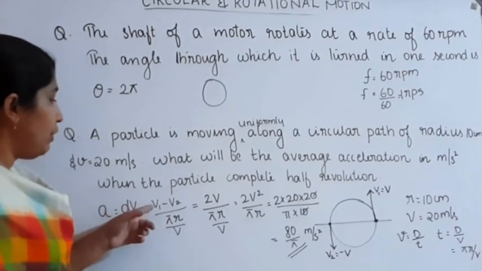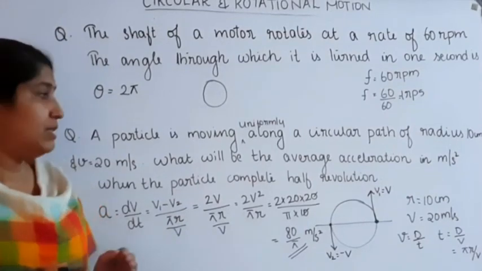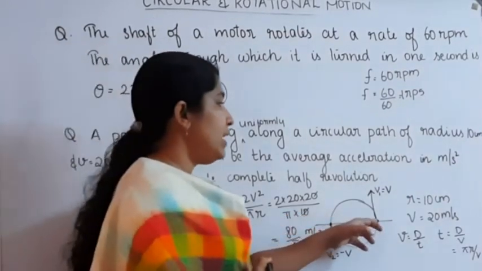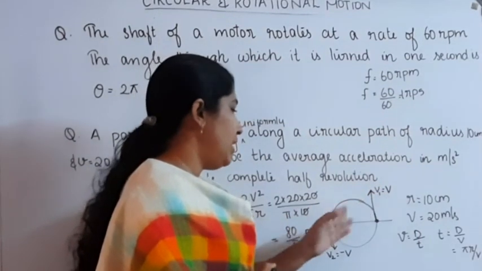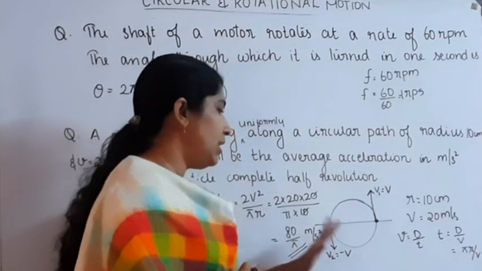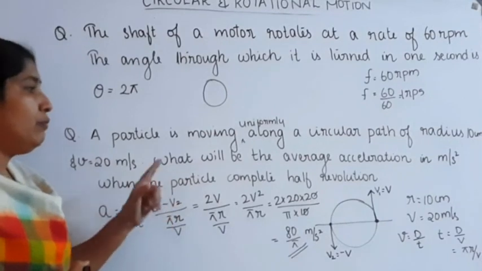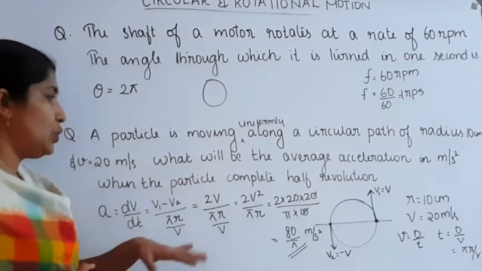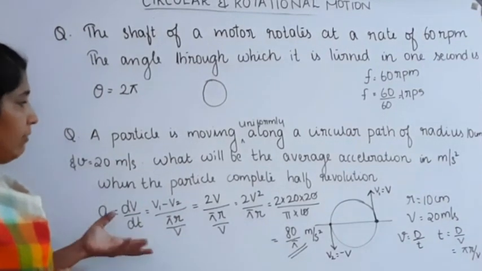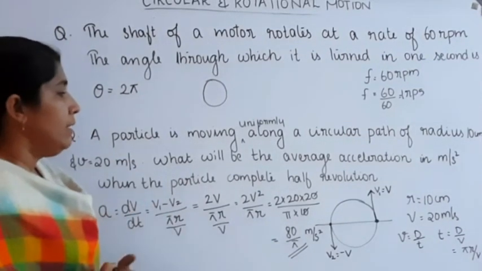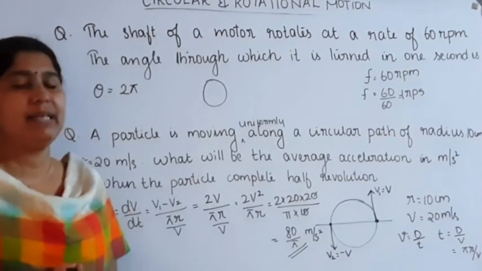Before that, we want to find out v1 and v2. Here the body is moving with a uniform speed, so the velocity here is in this direction, that is v1 is equal to v, and here the velocity is in the opposite direction, that is taken as minus v. Then v1 minus v2 is equal to v minus minus v, that is 2v divided by pi r by v. Then we can substitute the values. Then the answer is 80 divided by pi meter per second square.